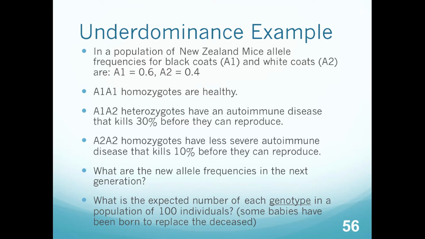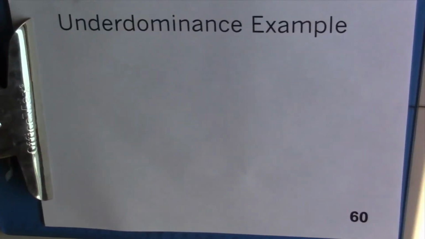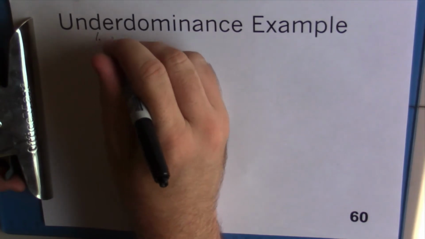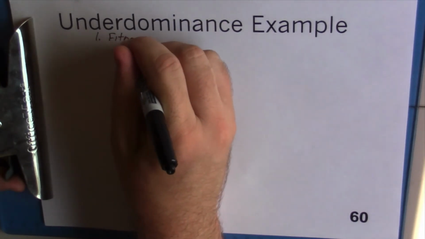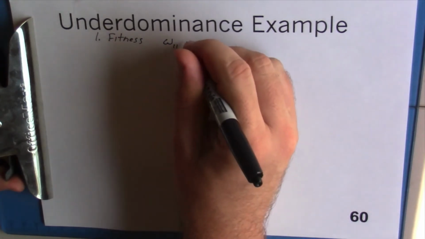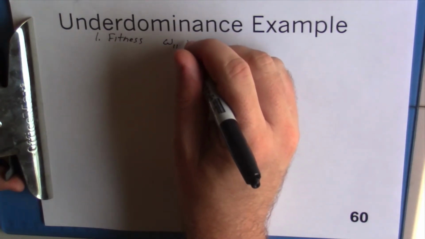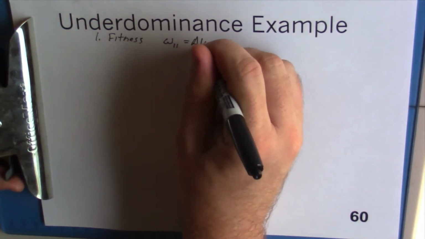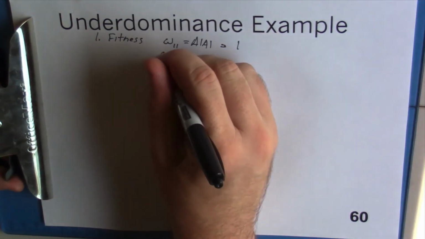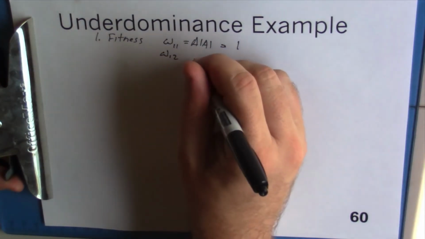So now we'll work through this problem. So the first thing, as always, will be to find the fitnesses. Fitness of the A1A1 genotype. 1. Fitness of the heterozygote.